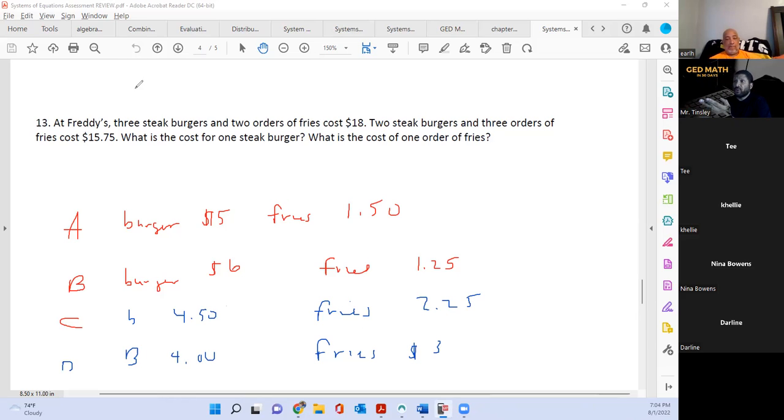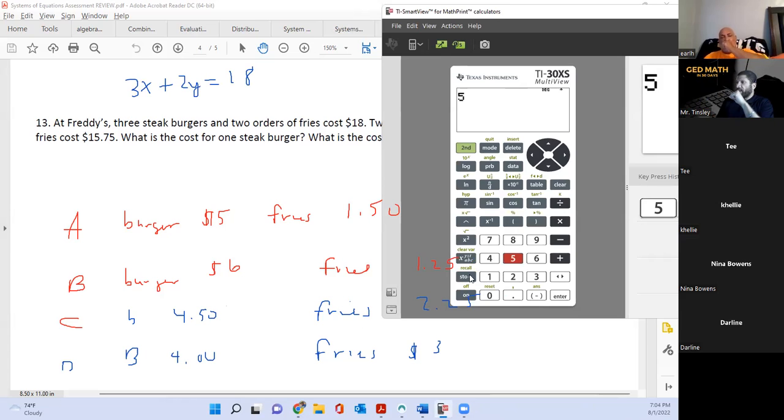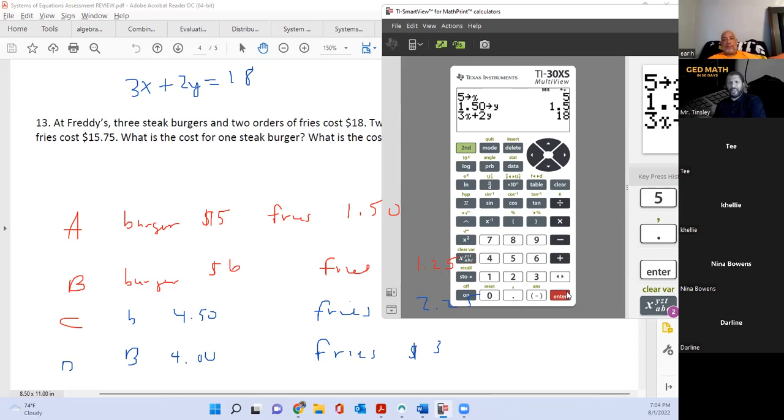This first equation was 3x plus 2y equals 18, correct? So let's plug those numbers in and see what we get. Let's see if it satisfies the first equation. Watch this. So the first one, x is $5, y is $1.50. And we plug it in. 3x plus 2y, we should get 18. Did we get 18? So it worked for the first equation, right?